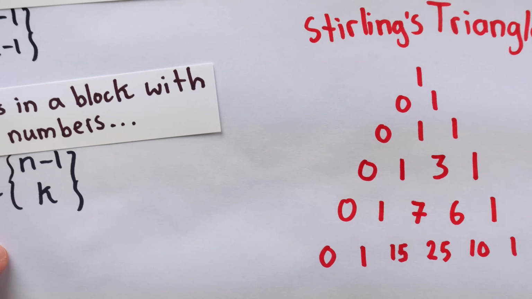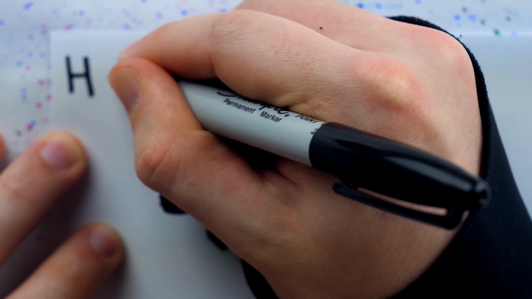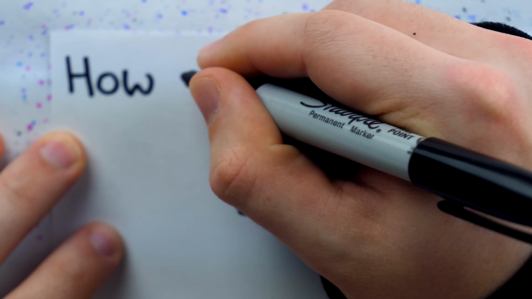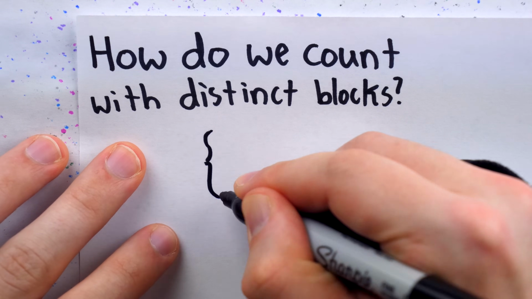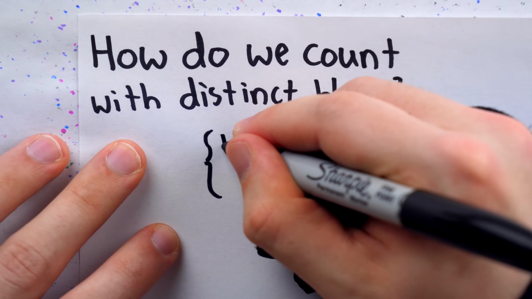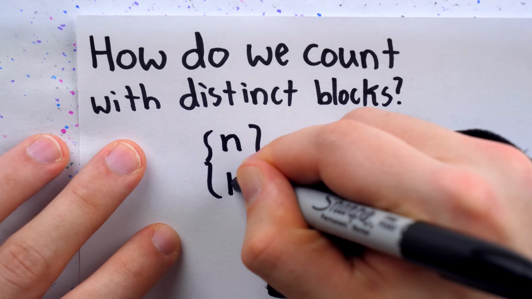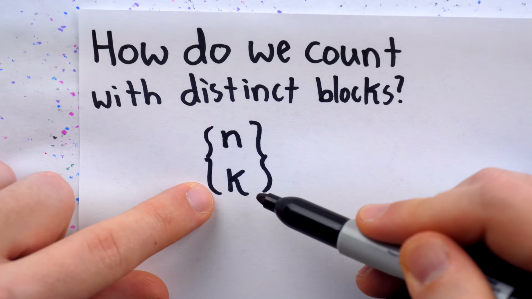There is a small variation on this problem, which is actually quite important for us to discuss. And that is, how do we count the partitions if the blocks or boxes are distinct? This is actually quite an easy question to answer. We start with the Stirling number of the second kind, n subset k. This tells us how many ways we can partition n objects into k blocks.